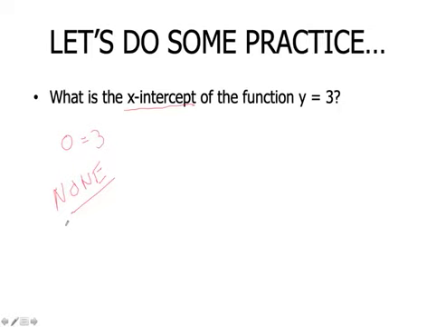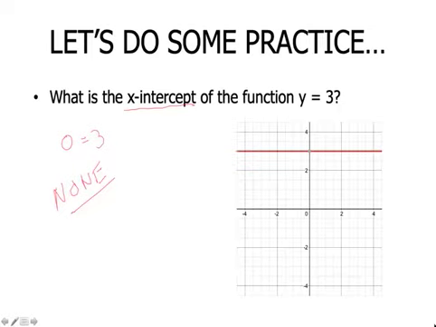But if you want to see this on a graph, here's what it looks like. If we graph the function y equals 3, all we're saying is y equals 3 no matter what x is. When x is negative 4, y is 3. When x is negative 2, y is 3, and on and on and on. So this graph does not cross the x-axis, and therefore it does not have an x-intercept. We can see that graphically and algebraically.